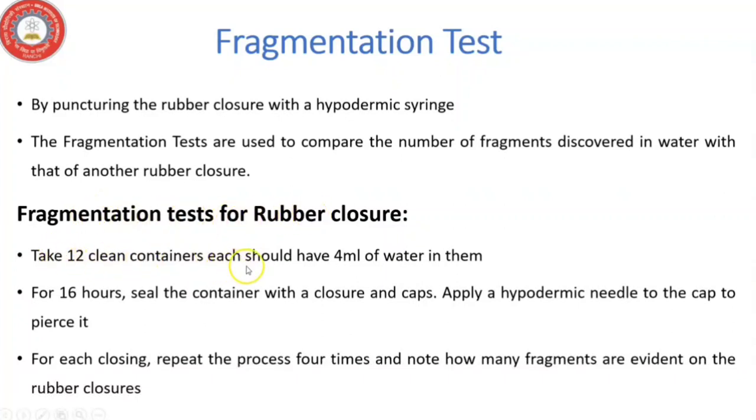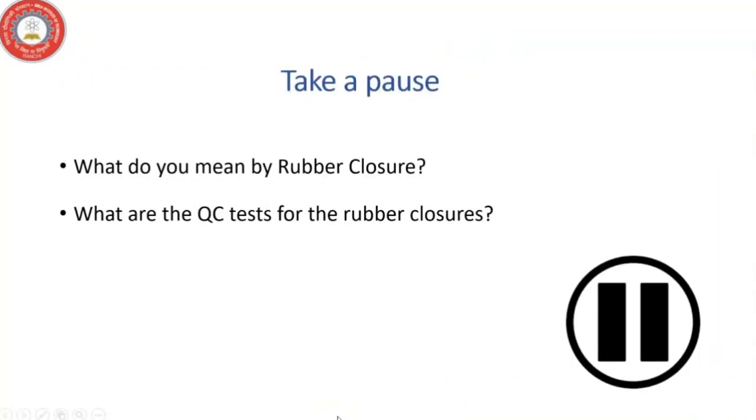Take 12 clean containers. Each should have 4 ml of water in them. For 16 hours, seal the container with a closure and cap. Apply a hypodermic needle to the cap to pierce it. For each closure, repeat the process 4 times and note how many fragments are evident on the rubber closures.